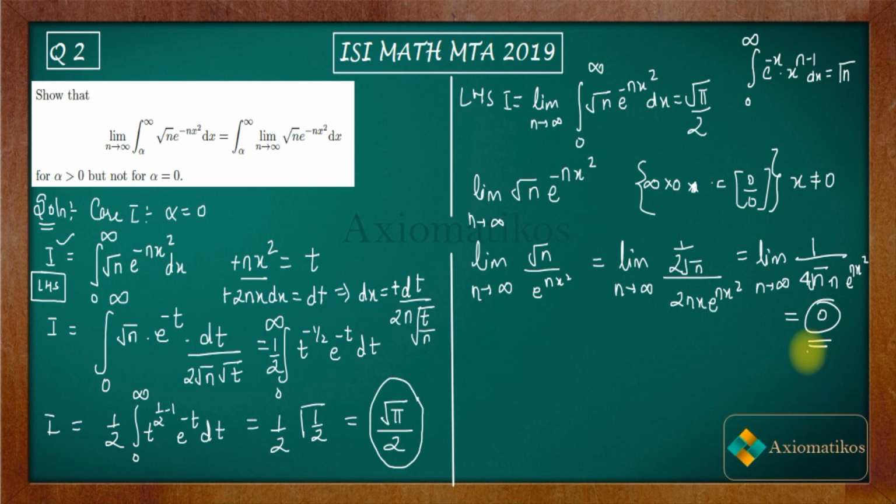So if x is non-zero, then you get 0 as your limit. Suppose x is 0, then what will you get? From where are you taking your x? You are taking your x from this integral. On the right hand side, you have the integral of limit n goes to infinity root n e to the power minus n x square dx from 0 to infinity. That means x can be 0, but if x is non-zero, then this limit is 0.